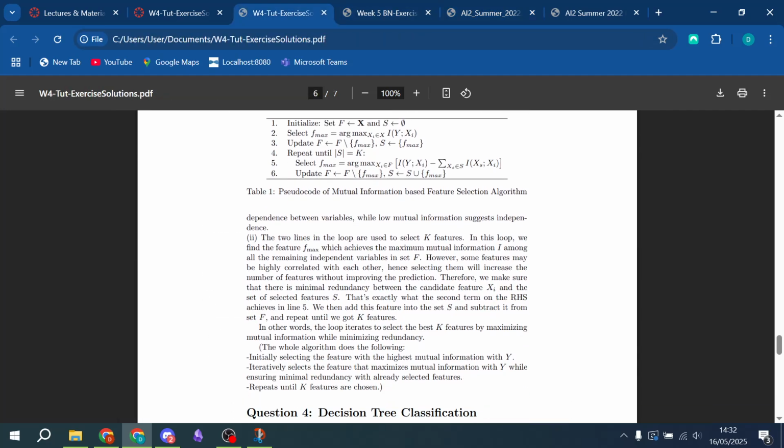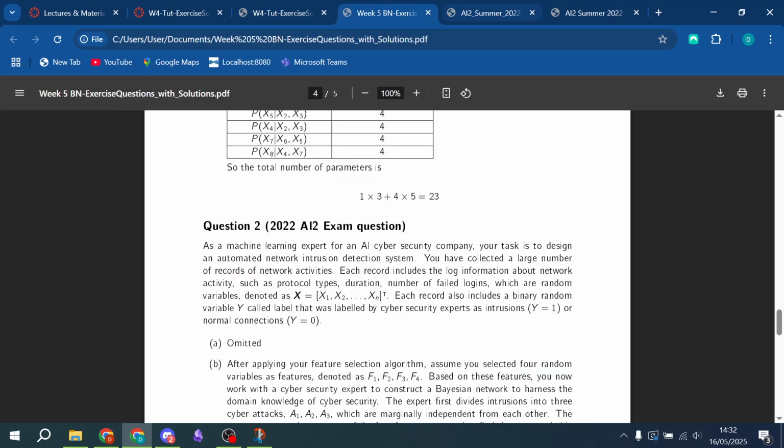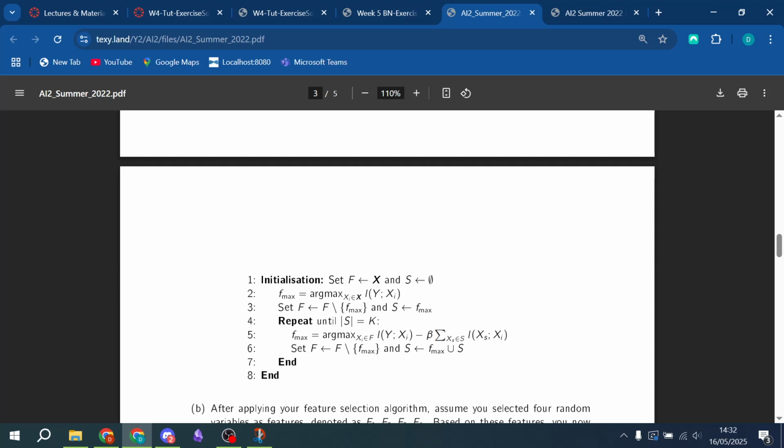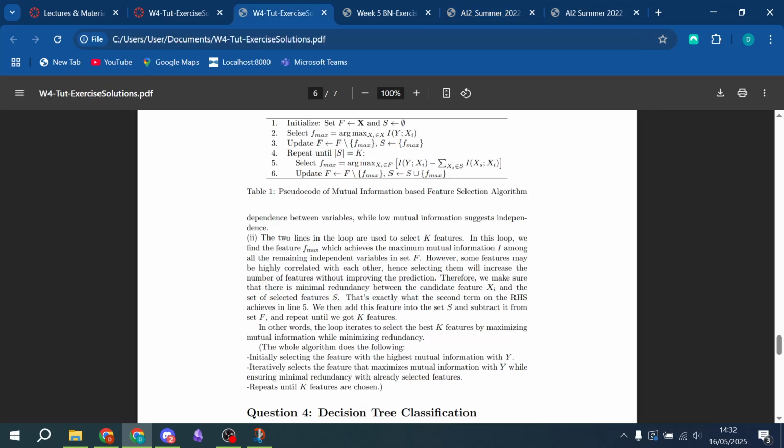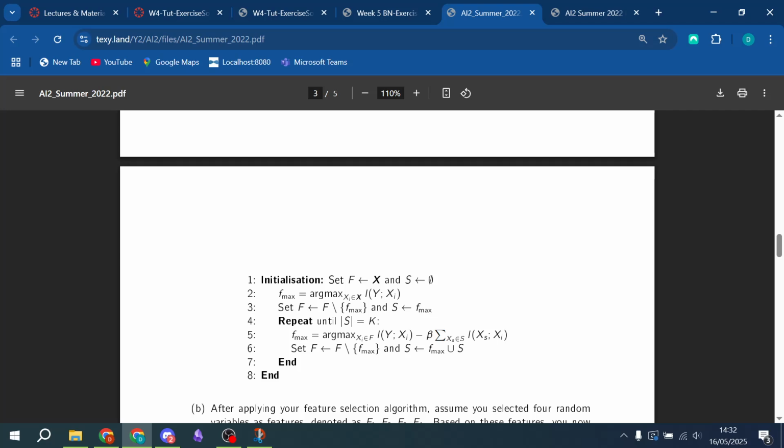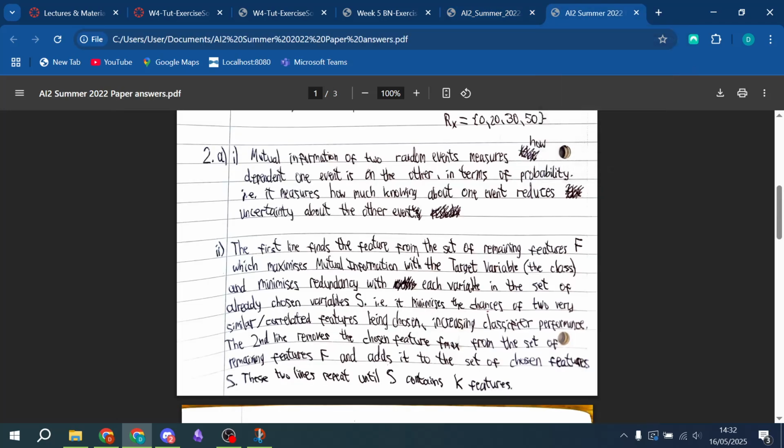They give a long answer. I haven't read this yet. I'm just going to go through my own answer because I understand it better, and I think I got it right. I sort of remembered what they said in this answer, but not much of it. Anyway, the first line finds the feature from the set of remaining features. So this is the features we haven't picked yet. It finds the feature which maximizes mutual information with the target variable, which is the class.